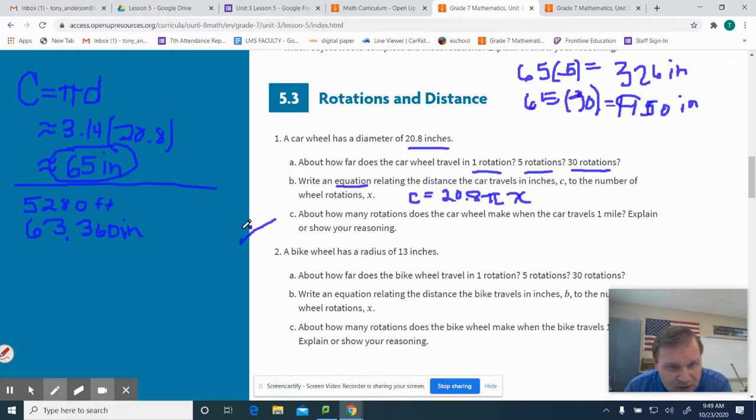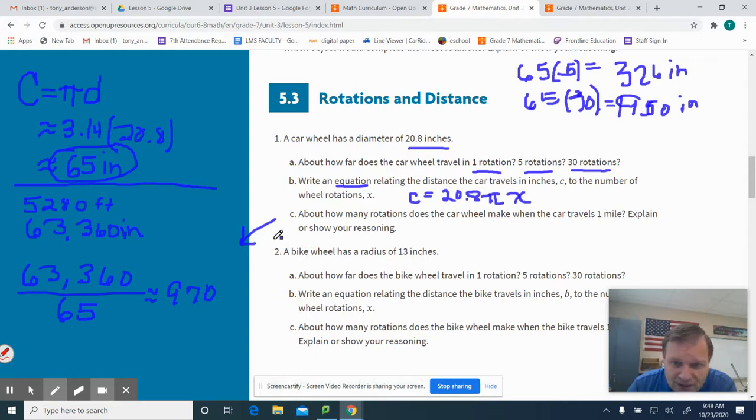So to answer question C, we have to take that 63,360 inches and divide it by the number of inches in one rotation, which is 65. Now when we do that, that's going to give us approximately 970. Now once again, when I figured these, I looked in my calculator, I left the decimals in there. So I know your number may be a little different, but it should be very close to 970 rotations in 1 mile.